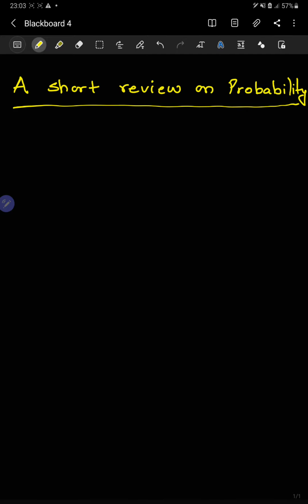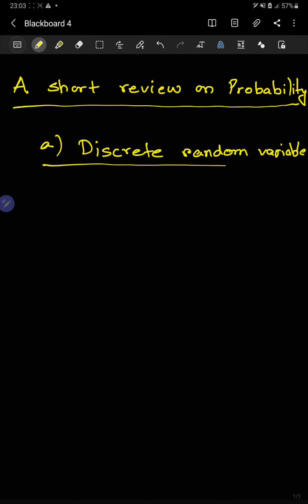Today we'll have a short review on probability. Let's first study the case of discrete random variable. So what is a random variable? A random variable is a variable whose values depend on a random phenomenon. Let's say the tossing of a coin, it's a random event, right? So the values depend on the random event.